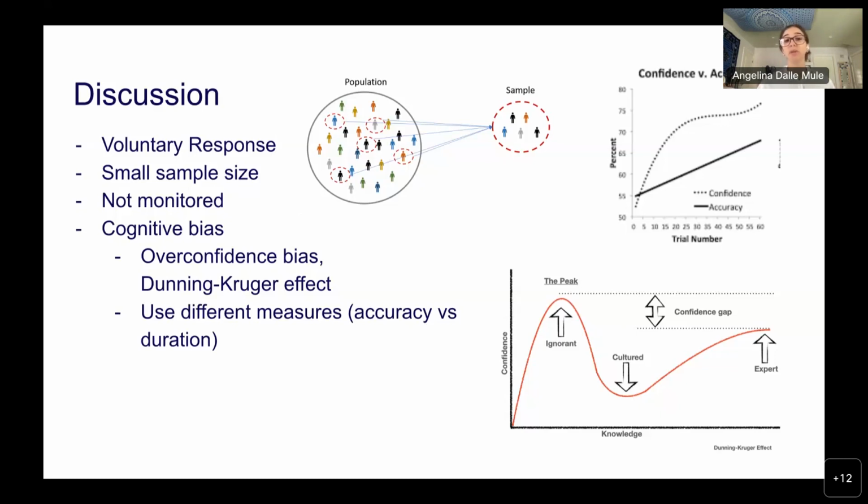This could be done by using different measures, so accuracy versus duration. This could also be done by sending a questionnaire before the participants do the study rather than afterwards to see how confident they are in each of the activities before they are actually done. There's a lot we can do to further this study.